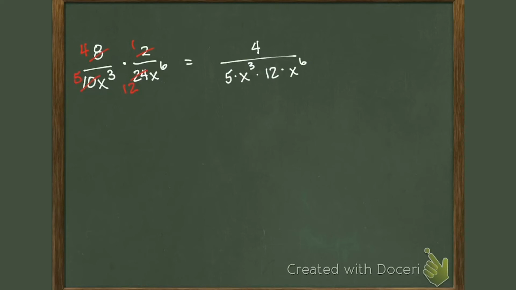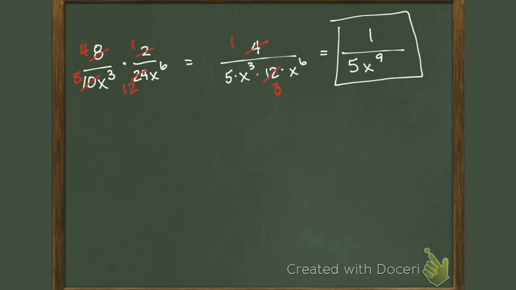What I can do here, 4 and 12 can reduce to 1 over 3. All the x's are on the bottom, so they don't cancel. I've canceled everything else out on top except for a 1. And how many x's are there total? We add 3 plus 6, which is 9. So this is my answer. So is this defined at 0?